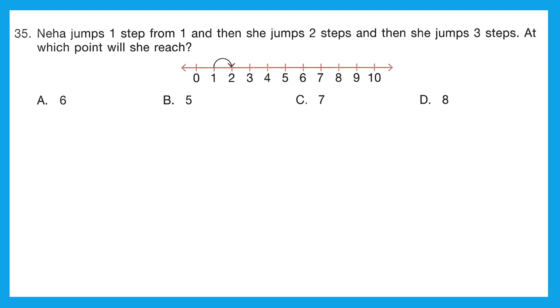Question 35. Neha jumps one step from one. So in the figure we can see that Neha has already jumped one step from one and she reached two. And then she jumps two steps more. So let's jump. 3, 4. And then she jumps three steps more. Let's jump. 5, 6, 7. At which point will she reach? She will reach at 7. Option C is the correct answer.